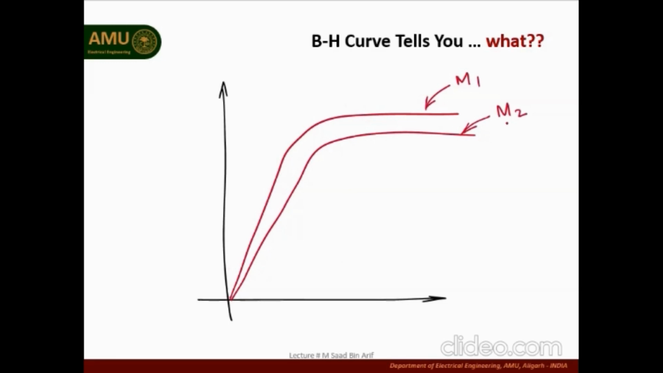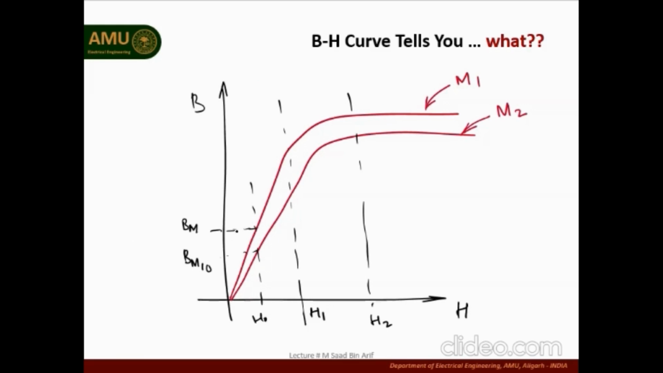Here we have H. Here we have B. This is, for example, H1, and this is, for example, H0. This is, for example, H2. Corresponding to this, we have B1 not. Corresponding to this, we have B and 1 not here. Sorry, here we have B and 2 not.